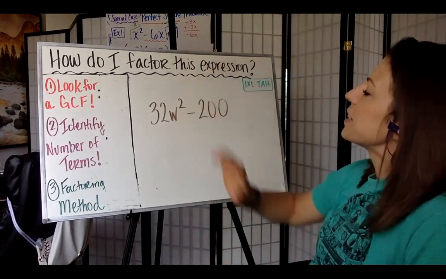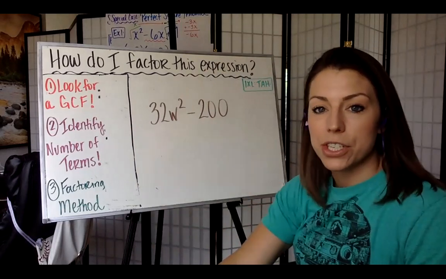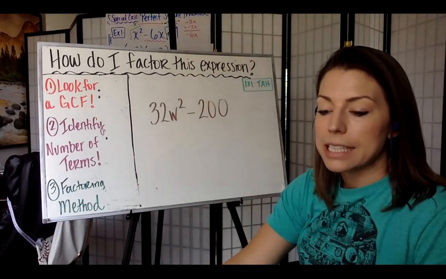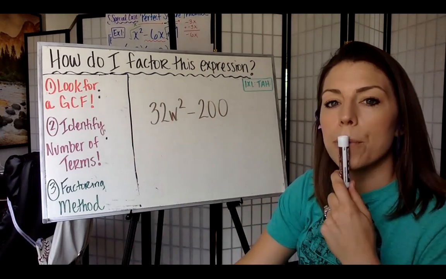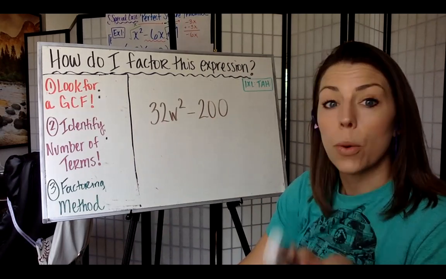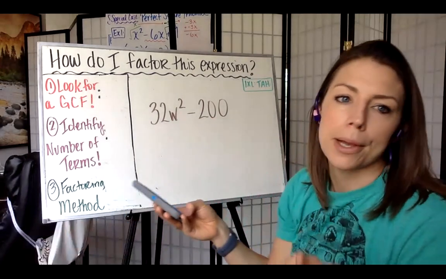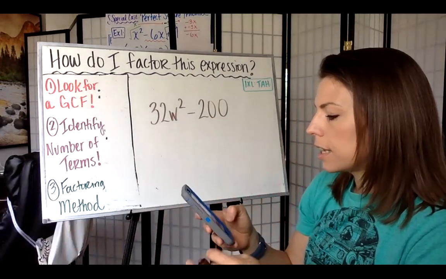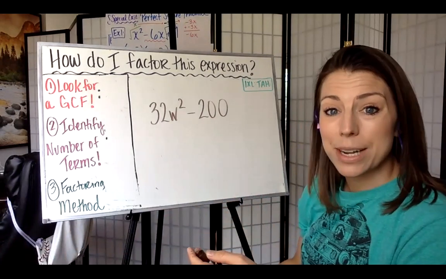Okay, 32w squared minus 200. All right. This is why it is so important to go for a GCF first. Okay, so look for a GCF. Yeah, I think 32 and 200 have a GCF in common. And here's the thing though, what GCF do they have in common? I'm pretty sure 4 goes into both of them. No, 8. Does 8 go into both of them? Let's just grab a calculator. 200 divided by 8 is 25. Yeah, 8 goes into both of them.